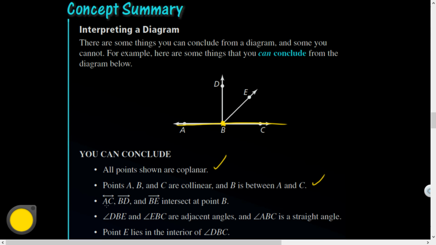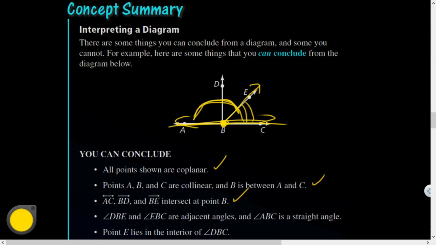I could conclude that line AC, ray BD, and ray BE intersect at point B. That makes sense. This is a common intersection. I can say that angle DBE and angle EBC are adjacent angles. They share a side and a vertex. Affirmative. And I can conclude that angle ABC is a straight angle because this is a line.